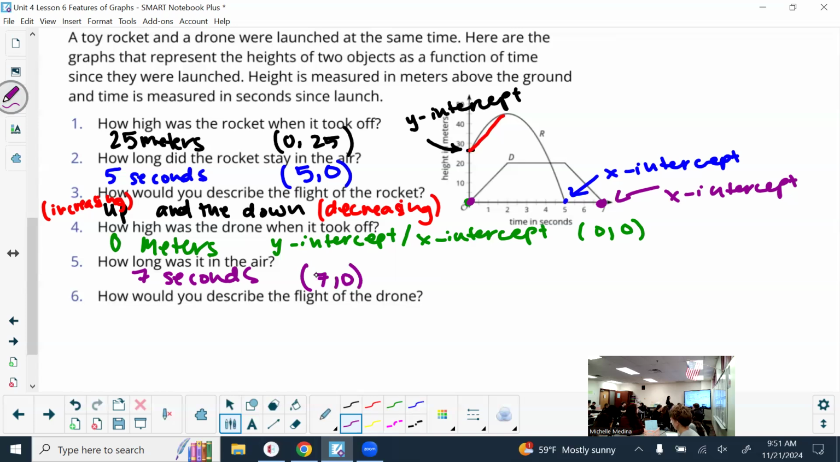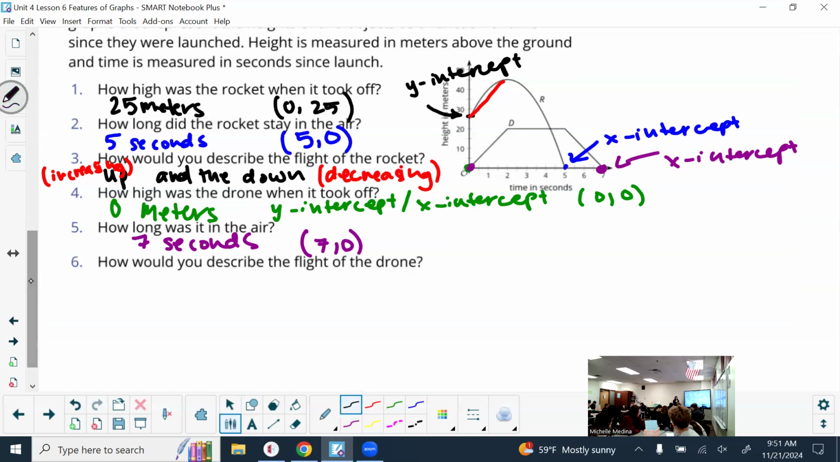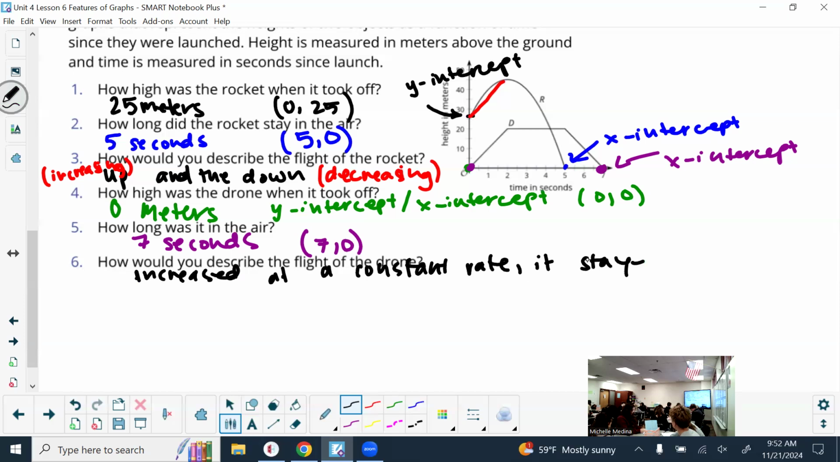Table 4, what about how would you describe the flight of the drone? Okay, so that's really good. It did also increase at a constant rate too. So anytime it's a straight line, that's considered a constant rate, whether it's diagonal or completely flat. So it increased at a constant rate. It stayed at the same height for about 3 seconds, right?